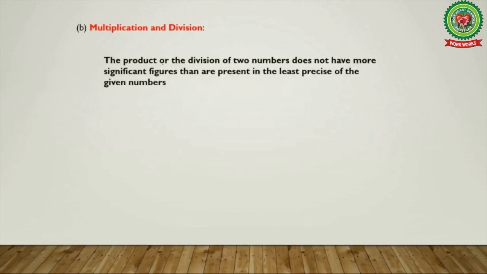Okay, let's see the multiplication and division. The product or the division of two numbers does not have more significant figures than are present in the least precise of the given numbers. Your result should not contain more significant figures than the least precise number. Okay, it means that you should check the least number of significant figures in your data, and the result should be equal to that number of significant figures.